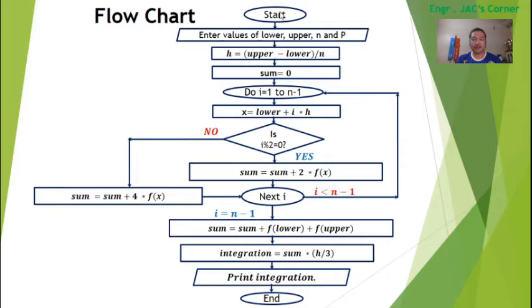And this is the flowchart. We'll start and enter the values, the h, initialize the sum, and then do the loop. And then if it is even, do this equation, and if it's odd, do this equation, and then next i, and if i is still less than n minus 1, do this loop, and if i reaches n minus 1, then sum is equal to sum plus f lower plus f upper, and then integration is equal to sum times h over 3, and then print integration.